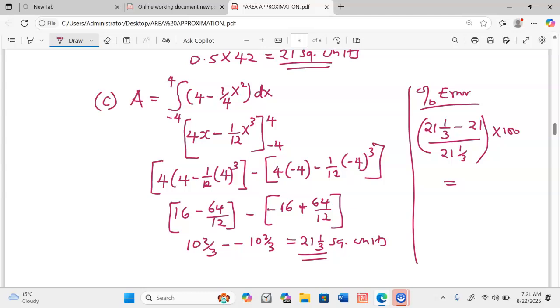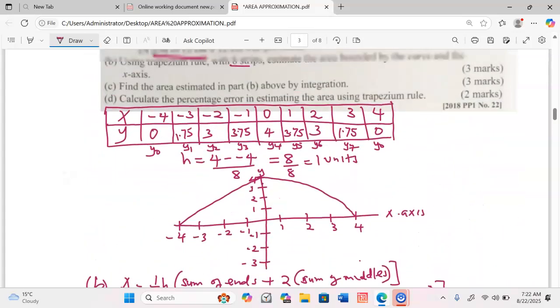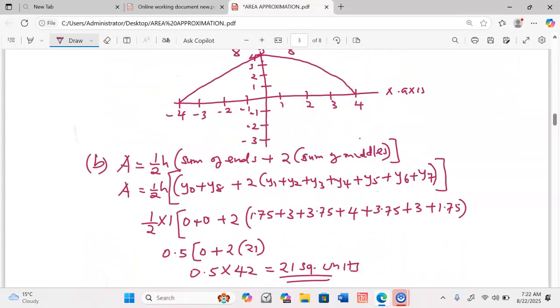This way, now we are going to have 21 and a third minus 21, which will give us a third, divided by 21 and a third times 100, and this one is going to give us 1.5625% as the percentage error in calculating the area of the above region using trapezium rule.